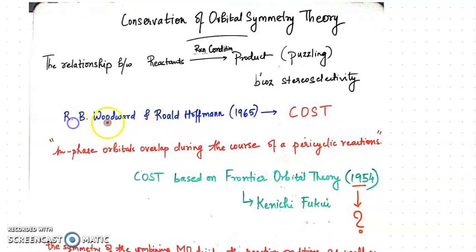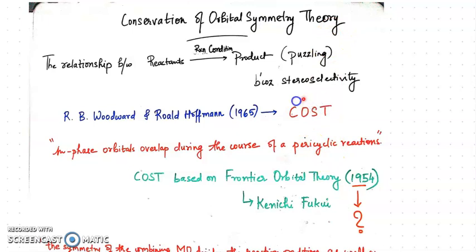So the important breakthrough, the ultimate breakthrough that came, was by these two scientists, R.B. Woodward and Roald Hoffmann. Both of them in the year 1965 proposed the conservation of orbital symmetry theory. I have shortened it as COST.